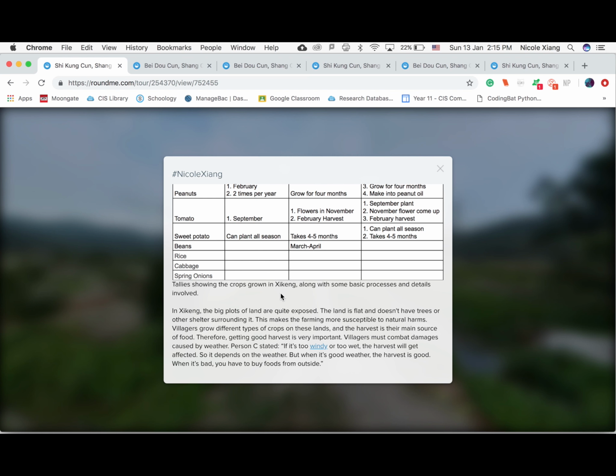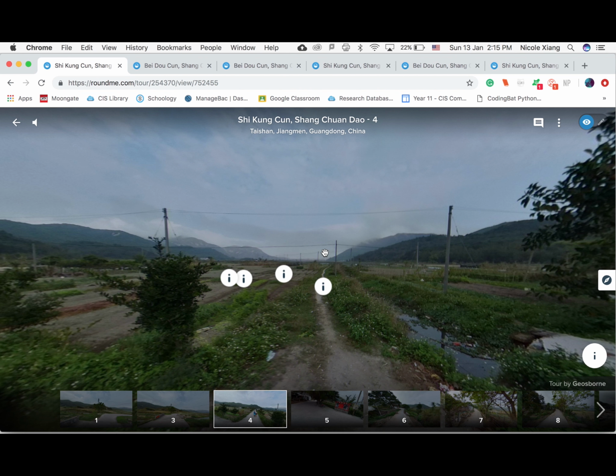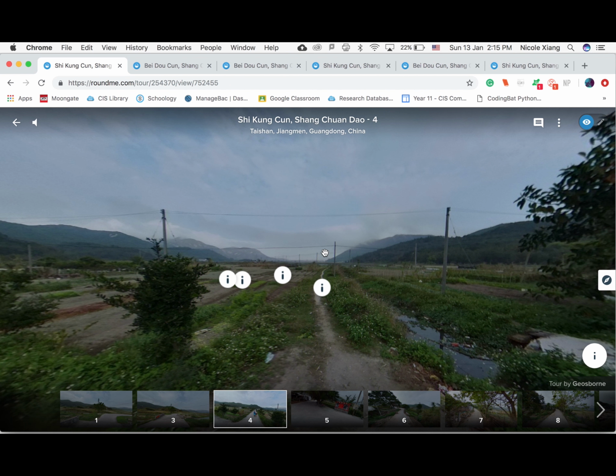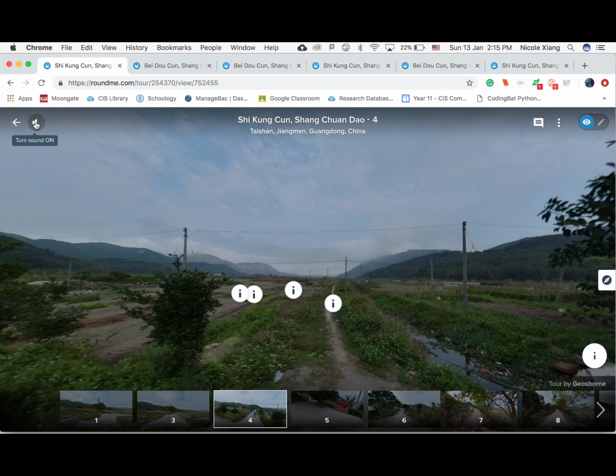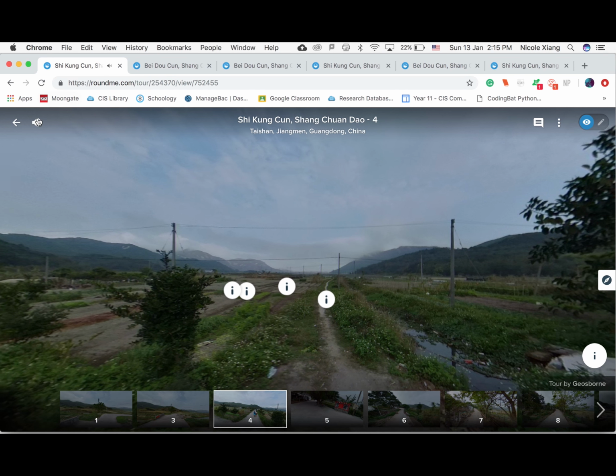Villagers must combat damages caused by weather. A person from the Xikang village stated, "If it's too windy or too wet, the harvest will get affected. So it depends on the weather. But when it's good weather, the harvest is good. When it's bad, you have to buy foods from outside." So also by clicking on the sound field I placed, you can hear that the wind is quite strong.